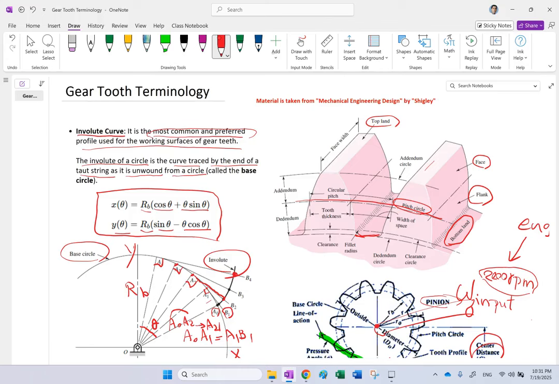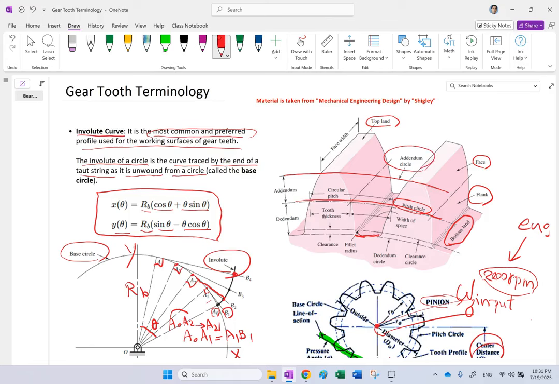But before I move on to that, as I said, there is this topland on each one of the teeth, and from these toplands you can pass this kind of physical, visible circle, you might call, which is called the addendum circle.